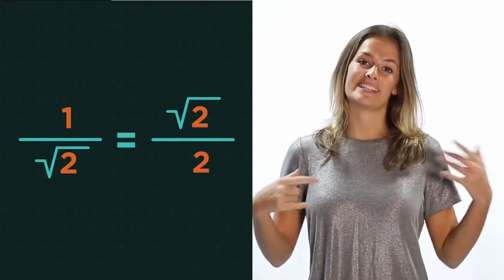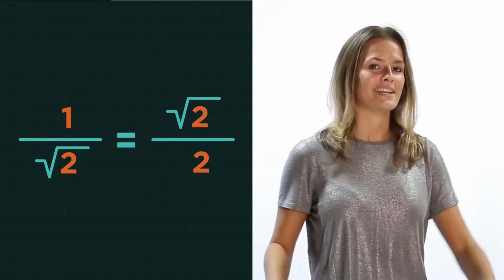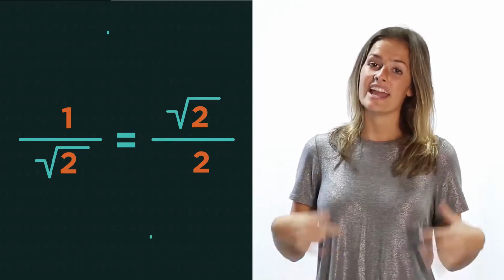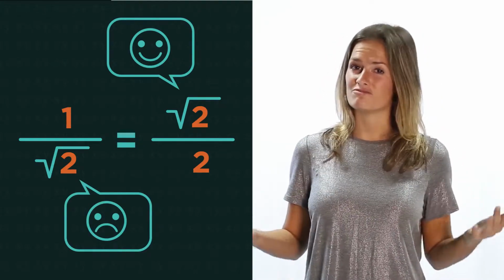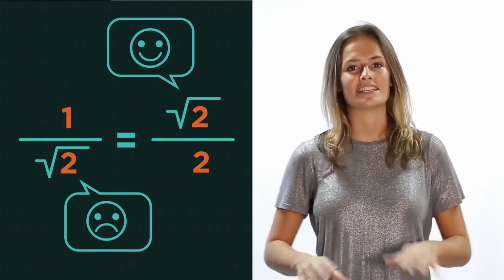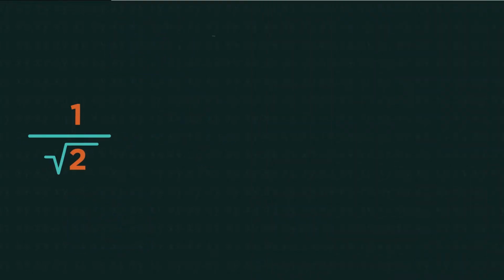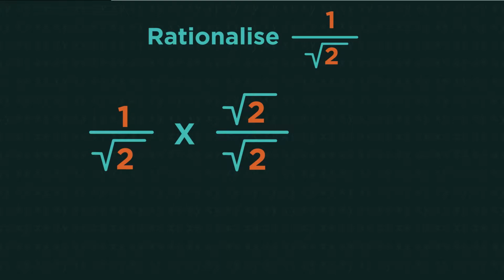For a surd to be in its simplest form, the denominator cannot be irrational. It can't have a square root in its denominator. It's not wrong, it's just not considered the simplest form. Let's have a look at how we move the root.